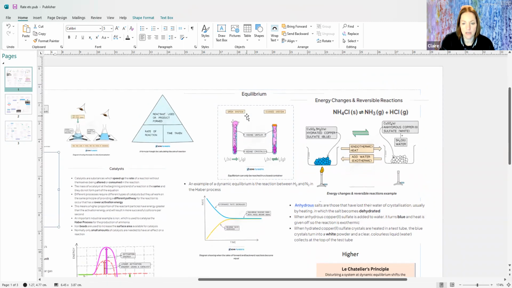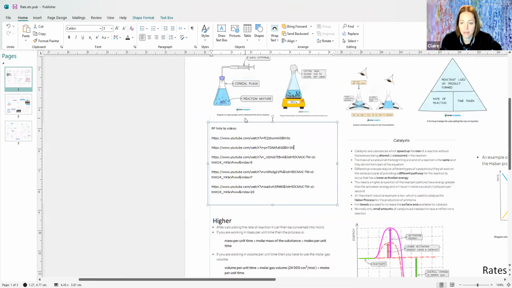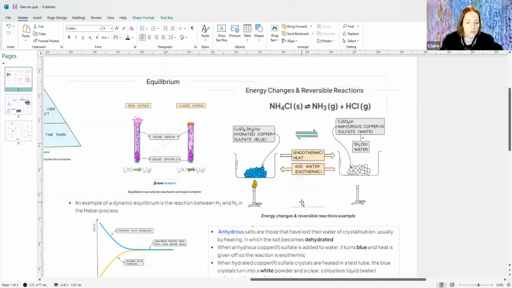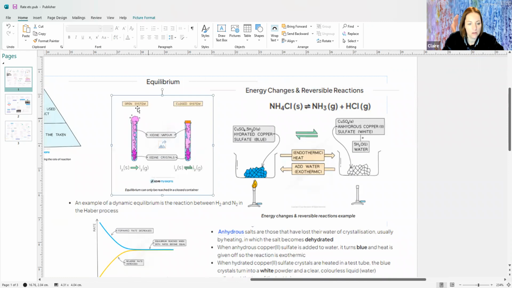I've put this picture here. I want to zoom in. Oh my goodness me, it's just jumped across the page. I just wanted to zoom into here. I quite like this picture here because it shows the difference between an open and a closed system.